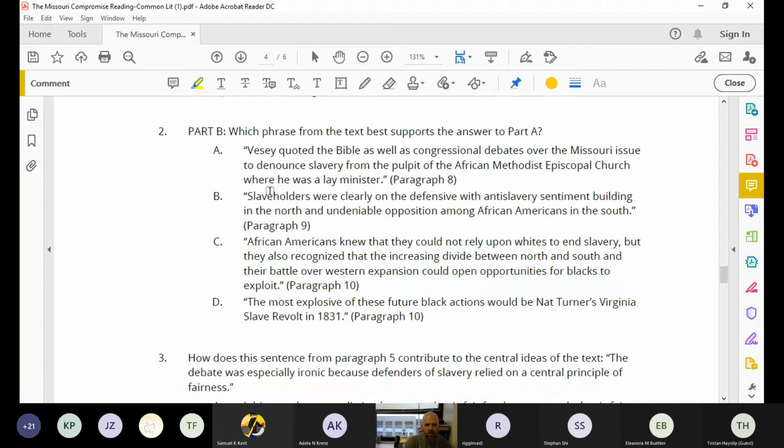Let's go to number 2, which is a supplement for question 1, but we're looking at part B here. Which phrase from the text best supports the answer to part A? What do you think is the best one there? Let's see here. Joffer, what do you think on number 2? What do you think is the best answer choice for number 2?